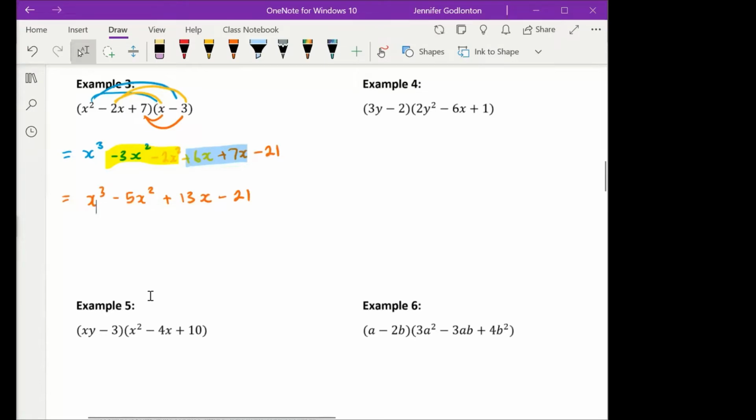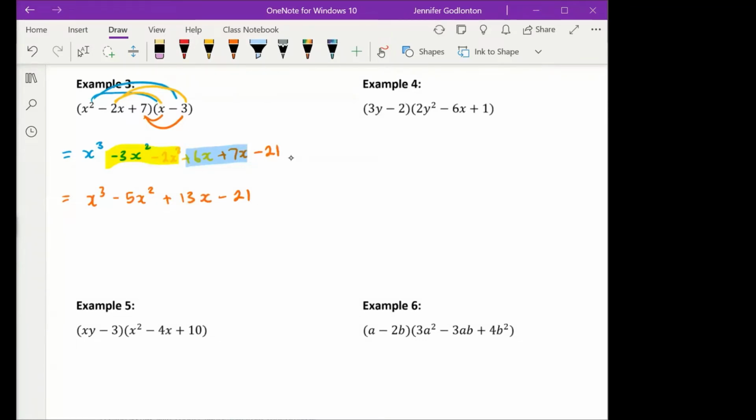Ma'am, what I did was take that binomial and take it to the left side, then I started multiplying everything. Okay, so you wrote yours like this. You wrote x minus 3 and then x squared minus 2x plus 7. Yes. Totally fine. If you feel more comfortable like that, that's absolutely fine. You should get to the same answer.